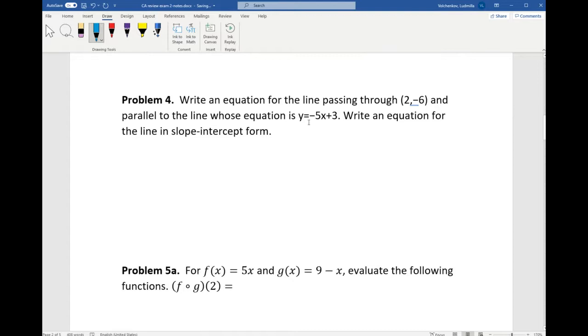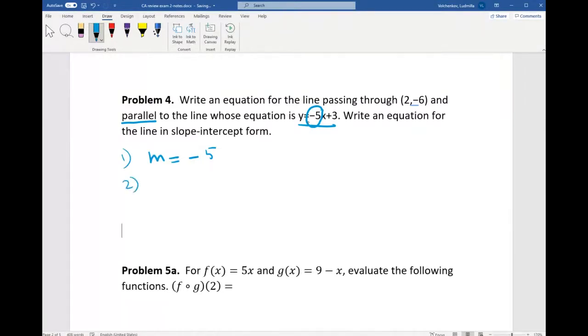So the line whose equation is parallel to this line. When the lines are parallel, it means they have the same slope. So our line will have the slope m equal -5. This is the first condition.